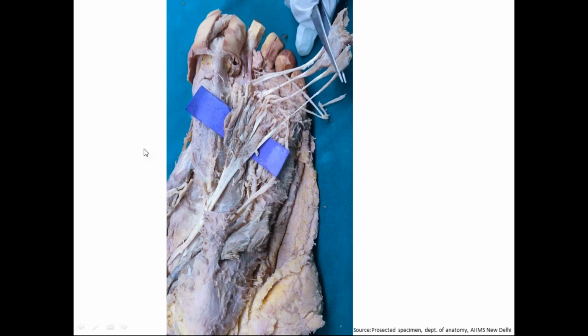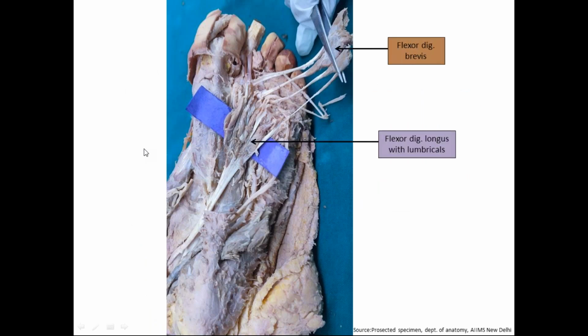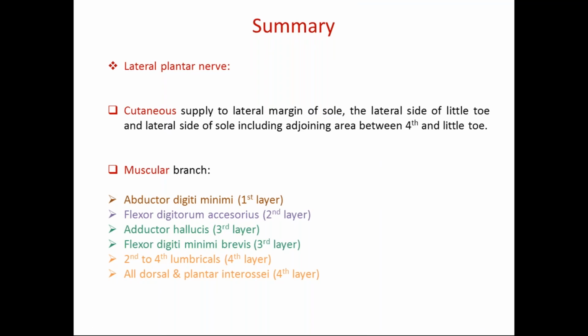So this is the prosected specimen where you can see the flexor digitorum brevis, you can see the flexor digitorum longus with lumbricals, and you can identify the lateral plantar nerve, the superficial branch, and the deep branch of the lateral plantar nerve. Now, in summary, the cutaneous supply is going to innervate the lateral margin of the sole, the lateral side of the little toe, the lateral side of the sole, including the adjoining area between the fourth and the little toe, and the muscles.